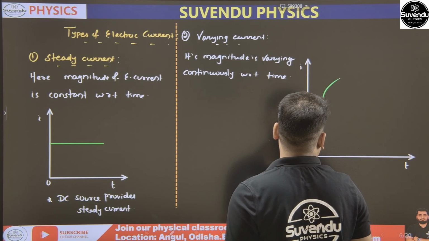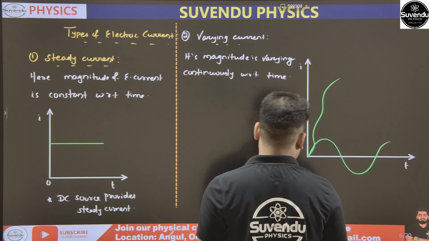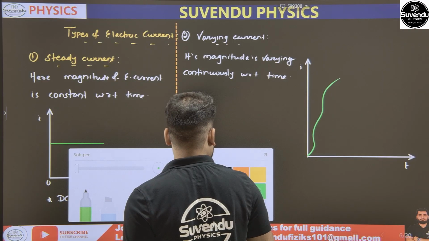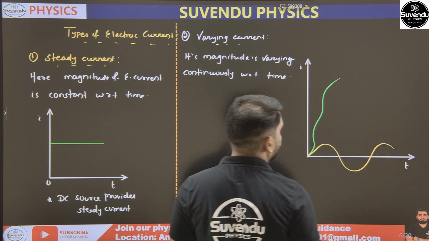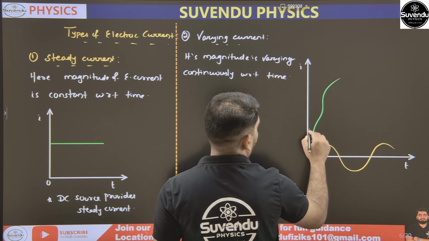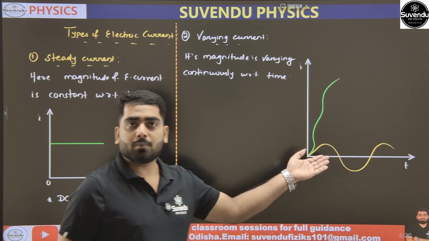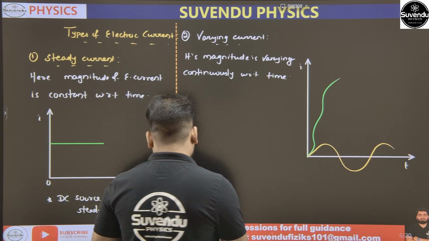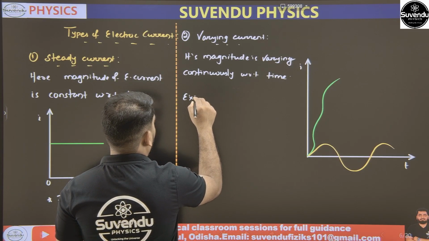Yes, this is one type and this one is another type. These all are varying current. Here in this type of graph, the magnitude of electric current is varying. In the yellow color graph also the magnitude of current is varying continuously. So what is an example of this? See, the example is alternating current.